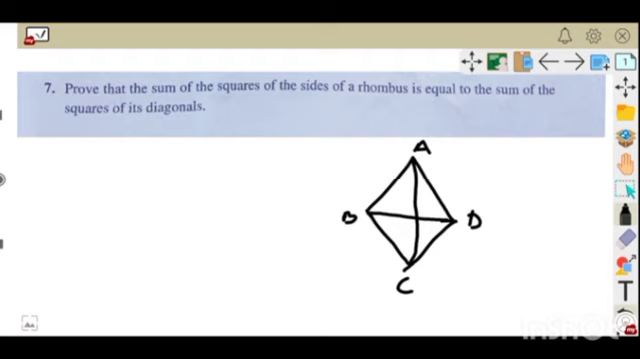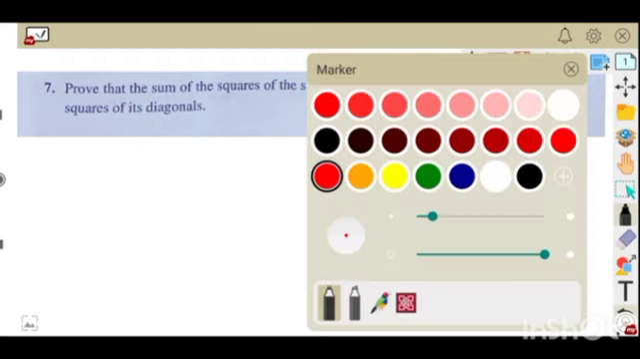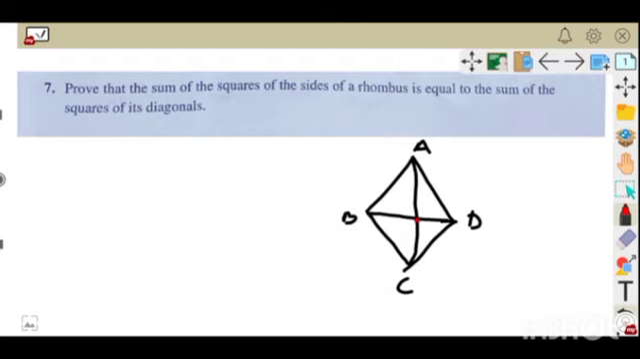So here let us think that these two diagonals intersect at O. So what happened now? Diagonals bisect each other. That means AO will be equal to what? CO. AO will be equal to CO. Like that, BO will be equal to what? DO.